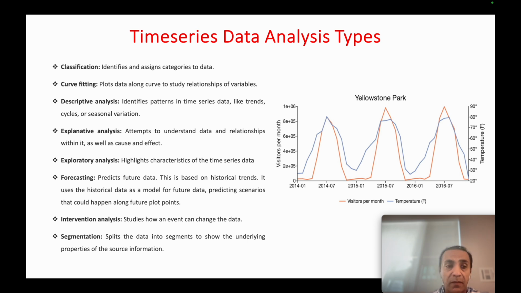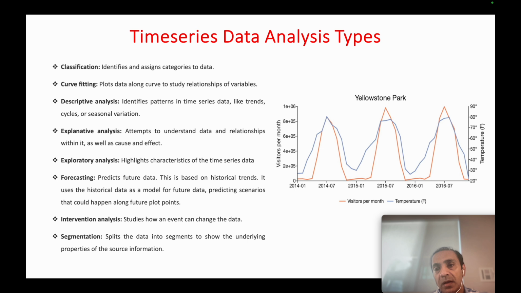Another powerful method that I just described is forecasting to predict future data, and this is based on historical trends. It uses the historical data as a model for future data, predicting scenarios that could happen along future plot points. Then there's intervention analysis, which we can use to see how an event can change the data, and segmentation, where we split the data into segments to show the underlying properties of the source information.